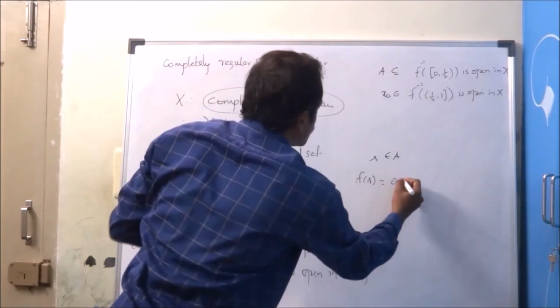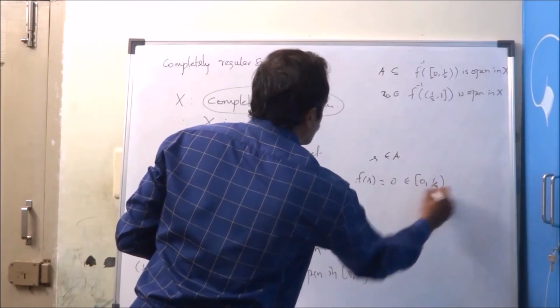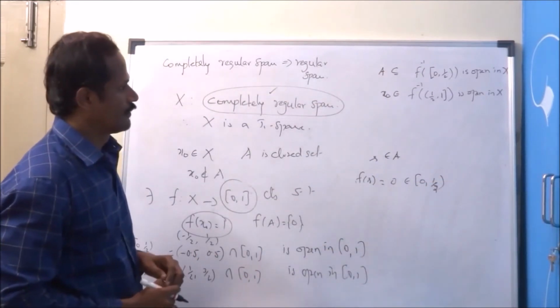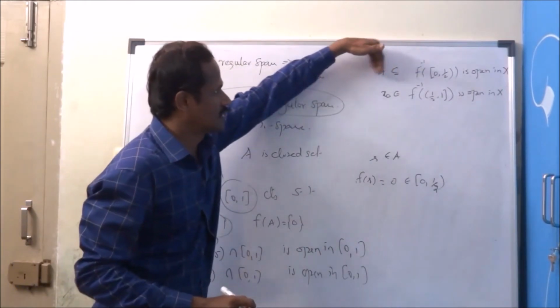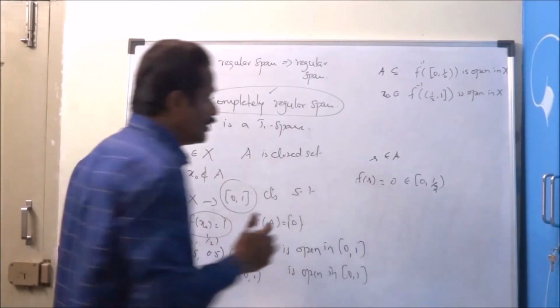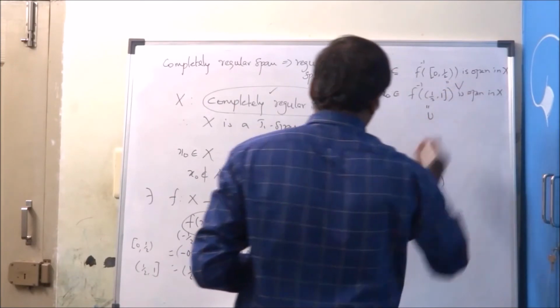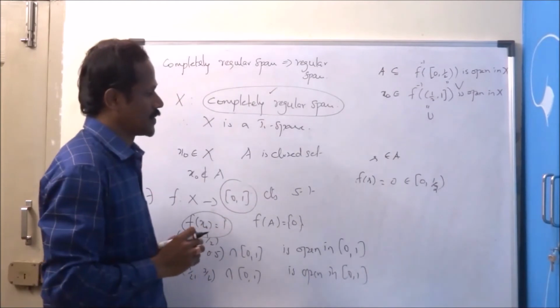Therefore, it belongs to this set, which means that s belongs to f inverse of [0, 1/2). Therefore, every point of A is a member of this set, so A is a subset of this one. So now look at that, we are finding two open sets, namely U and V: U containing x naught and V containing the set A.